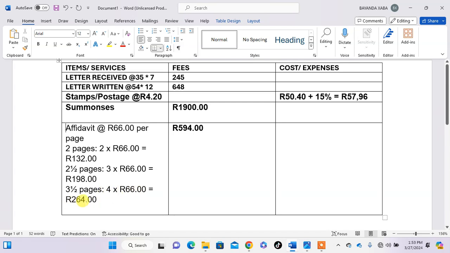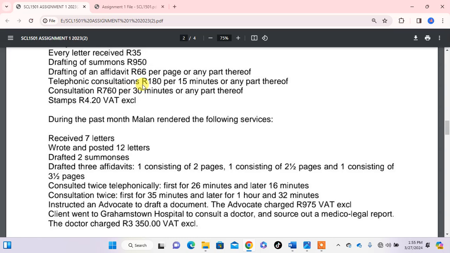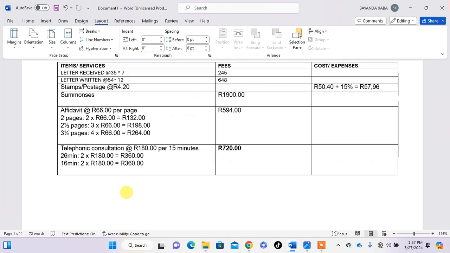Now we are coming to the telephonic consultations, which is 180 per 15 minutes or any part thereof. He consulted twice telephonically, first for 26 minutes and later 16 minutes. When we answer, we write telephonic consultation. 26 minutes amounts to 2 times 180, which is 360. 16 minutes is over 15 minutes, so it is 2 as well. Then it's 180, which is 360, 360, 720 under the fees.